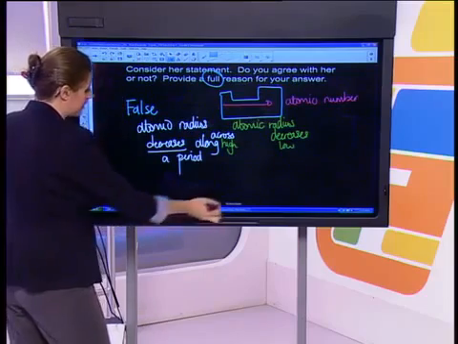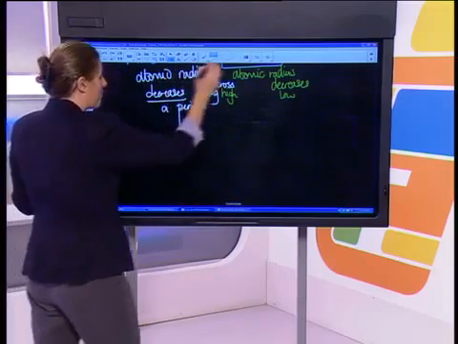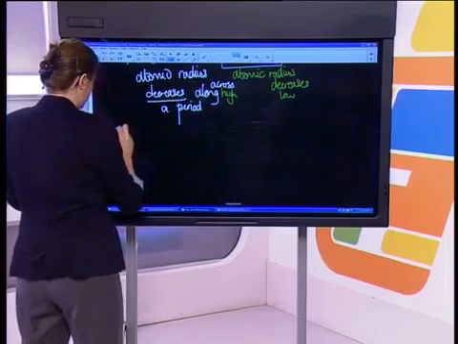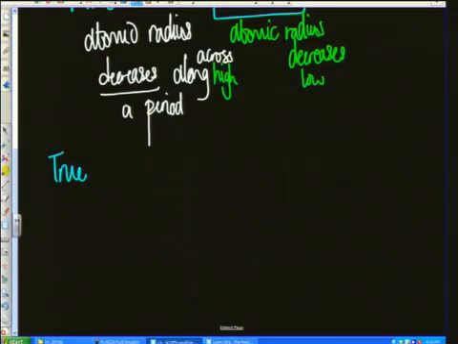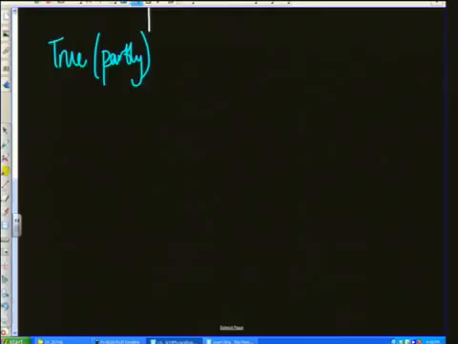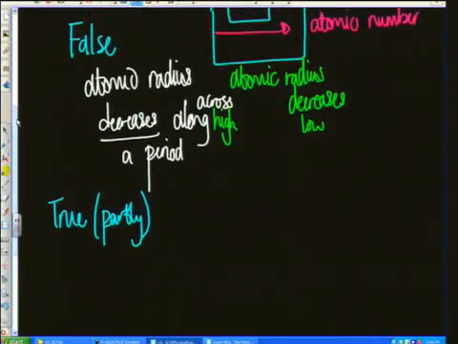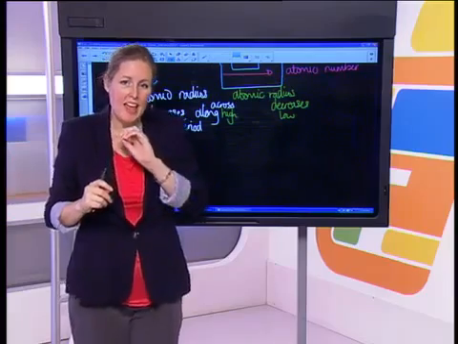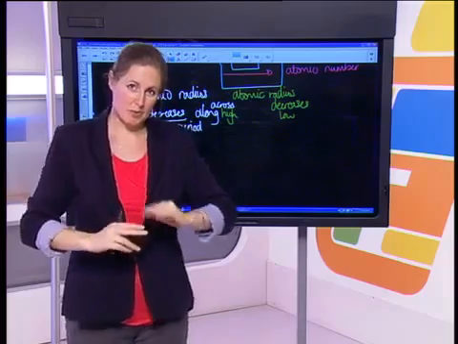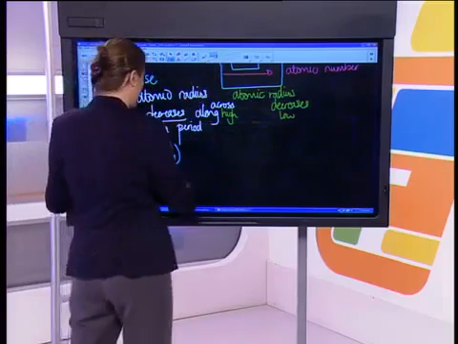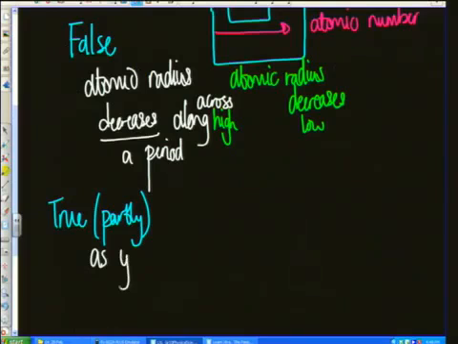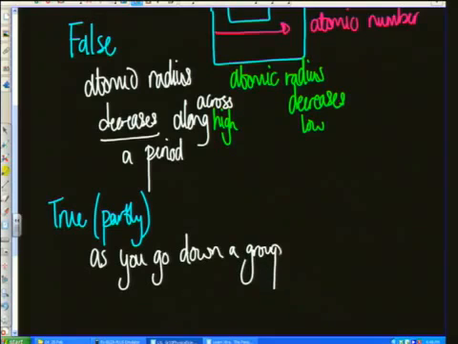So definitely we've got to disagree with her. But partly she is true. And I'm going to write here partly. Why? Because I don't want you to get contradiction. Remember, that's why I say we've got to have a full answer. As you go down a group, so as you go down a group, what do you notice?